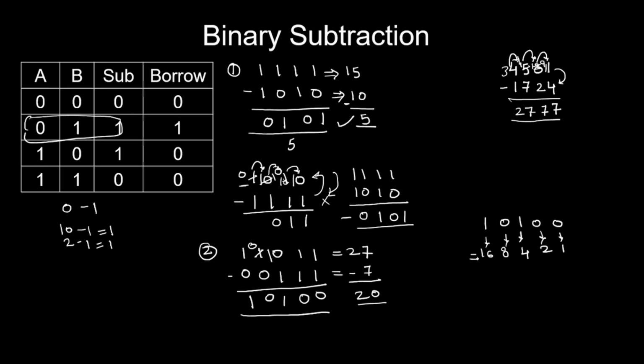If you are not aware how to convert binary numbers into decimal, you can refer to my binary to decimal and decimal to binary conversion video. In this way, 16 plus 0 plus 4 plus 0 plus 0. 16 plus 4 is equal to 20. You are getting 20, and here is also 20. That means your answer is correct.